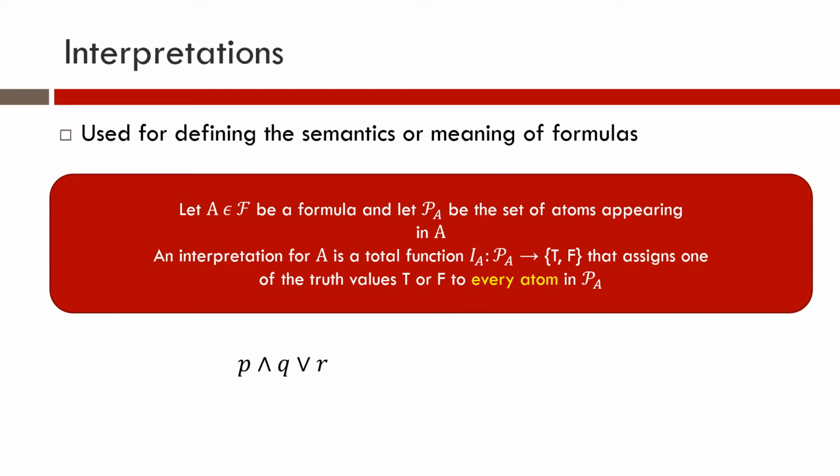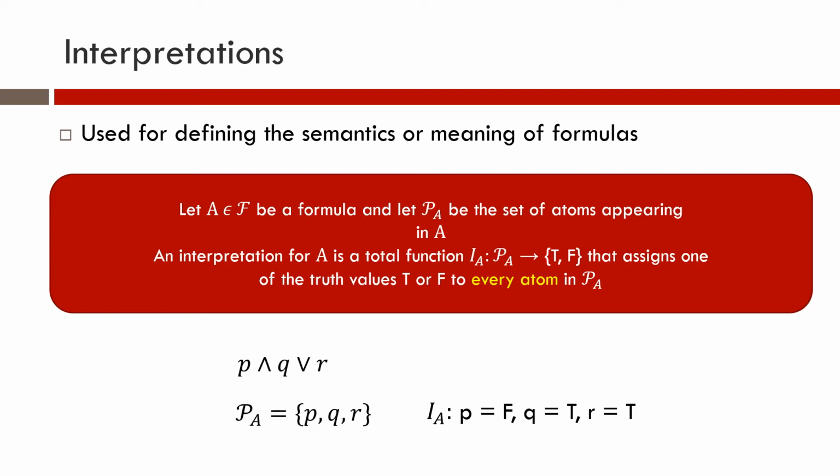Suppose our formula is P and Q or R. Here, what will be the set of atoms that appears in the formula, PA? PA will be the set P, Q and R. So PA is the set PQR. Now, an interpretation should assign one of the truth values to every atom in PA. So one interpretation will be assigning, say, truth value false to P, true to Q and true to R. So this is one interpretation.